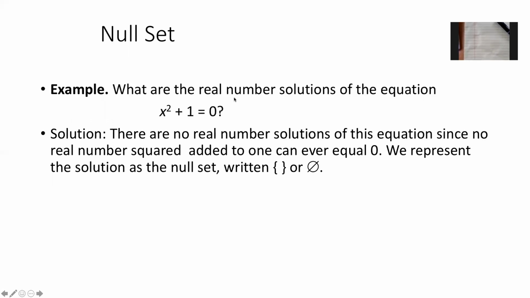There are no real number solutions to this equation, since no real number squared added to 1 can ever equal 0. We represent the solution as the null set, and you can write it as just the curly brackets with nothing in it, or you can write it as 0 with basically a line through it. This is generally how people write it. They write this as basically the null set. You might also hear it referred to as the empty set.